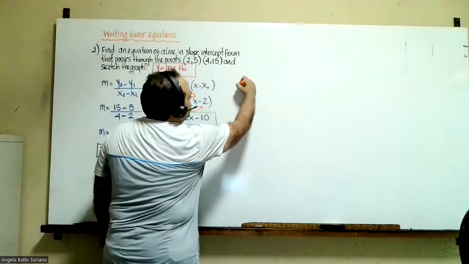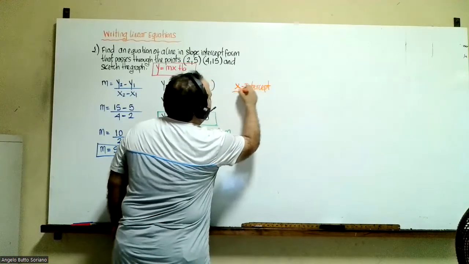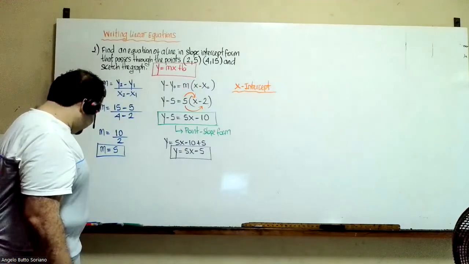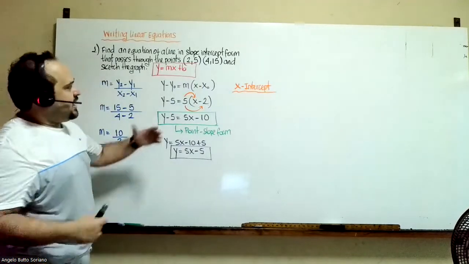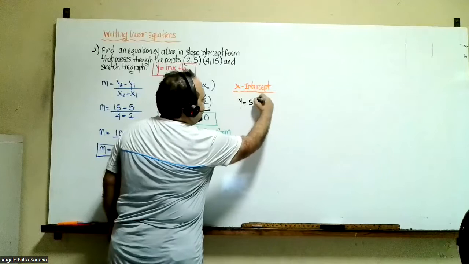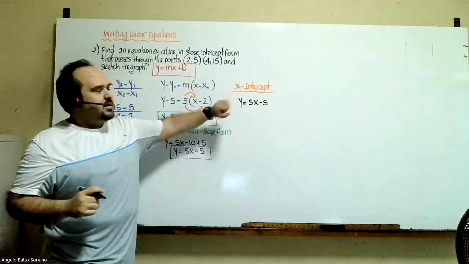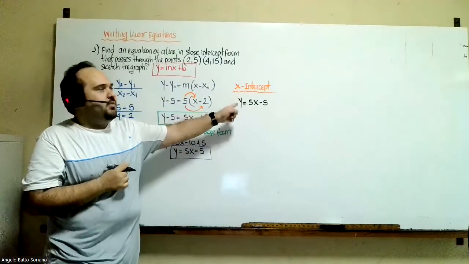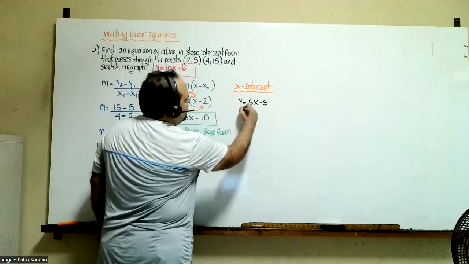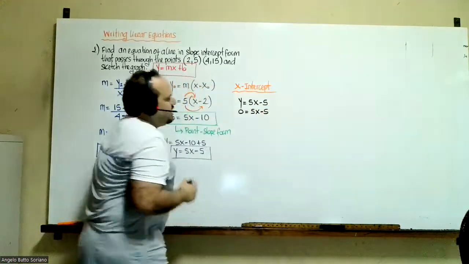I'm going to label the x-intercept. And what do we have to do? The only thing we must do to calculate the x-intercept is copy the equation again: y equals 5x minus 5. And what does x-intercept mean? It means we must find the value of x when y reaches the value of 0. So replacing y by 0, we have 5x minus 5 equals 0.